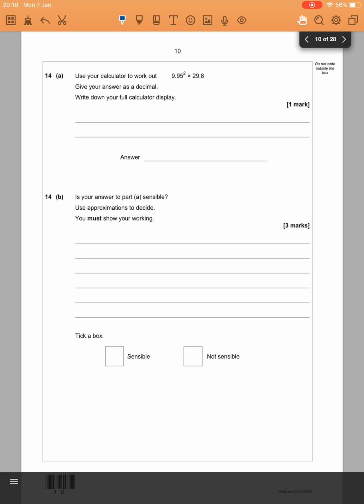Question 14. Use your calculator to work out the answer to that sum. Give your answer as a decimal, and this is what gets forgotten. Write down your full calculator display. So you must write down every number on the calculator display, or else you won't get all the marks. And it's simply a case of pushing 9.95 squared and timesing it by 29.8, and that'll give you your answer.